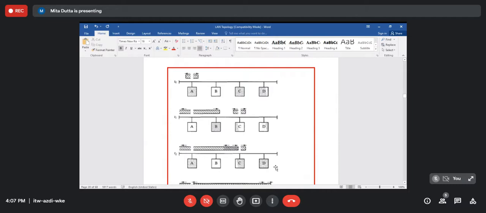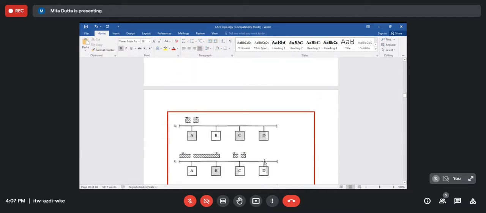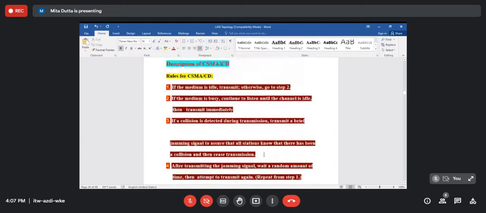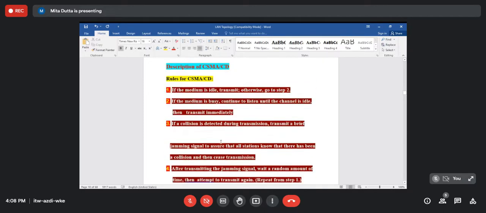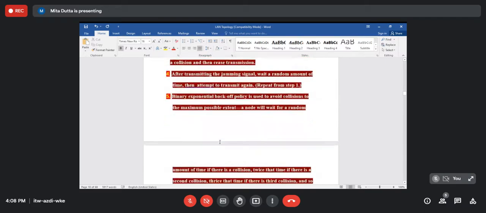Now here, the first step in the protocol is the rules for CSMA/CD. If the medium is idle, then each station will transmit the data, and if the medium is busy, the station will wait, and when the medium is free, then the station will transmit the data. And how is the collision occurring, and why?